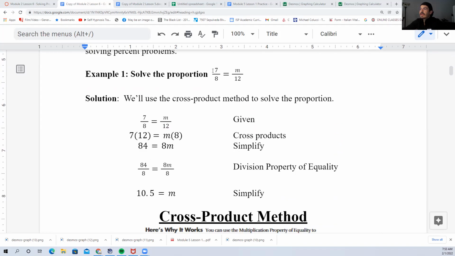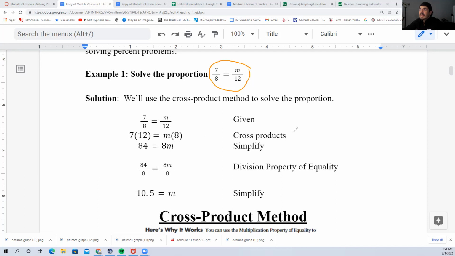So here's an example. They're saying 7 is to 8, or 7 over 8, is the same as M is to 12. This is an equivalent fraction. That's all it is. We want to change the denominator from 8 to 12 and then find what the equal proportion would be. But it's a little dicier than what we've been doing because the numbers don't work out quite as readily. So let's see how they do it.